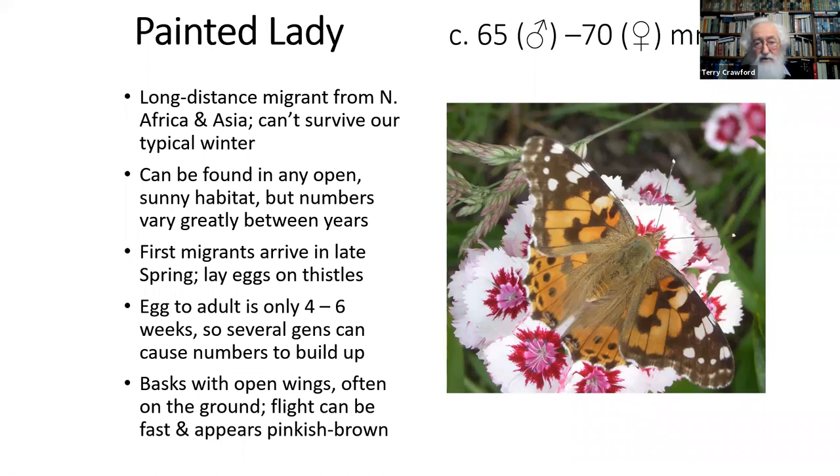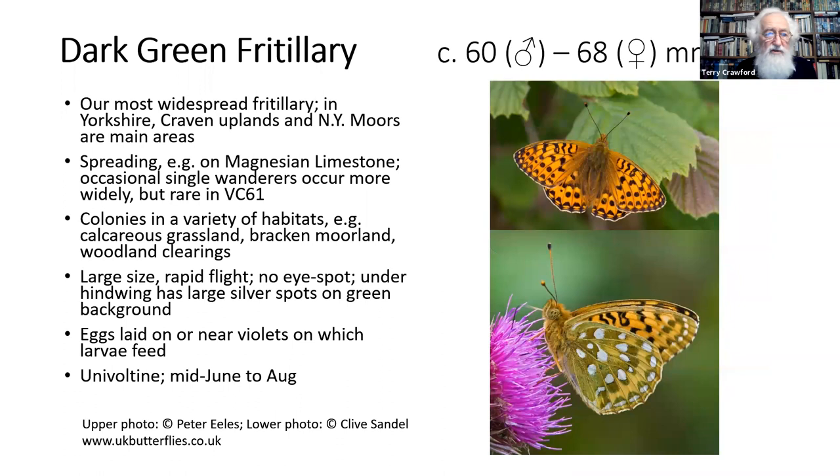Now, I said I'd mention a fritillary. We have 4 fritillaries in Yorkshire: the pearl bordered, small pearl bordered, the silver washed and the dark green fritillary. I'm only going to deal with the dark green fritillary. If you're working on a transect with one or more of the other three, you'll know about it. But the dark green fritillary is the most widespread of our fritillaries.